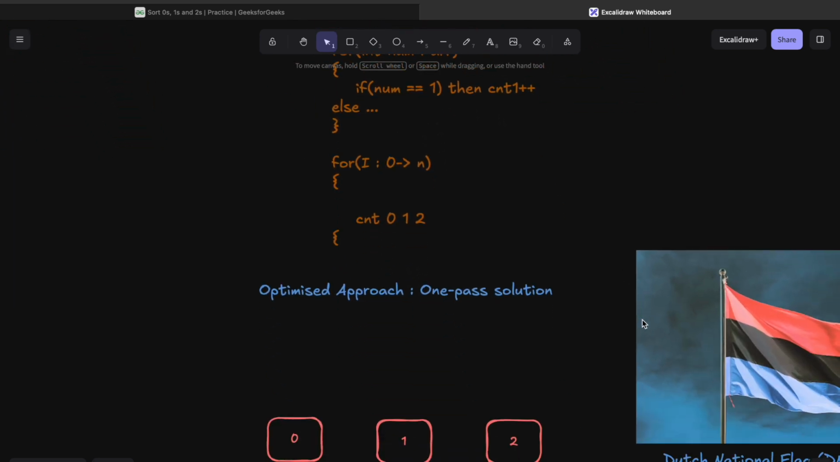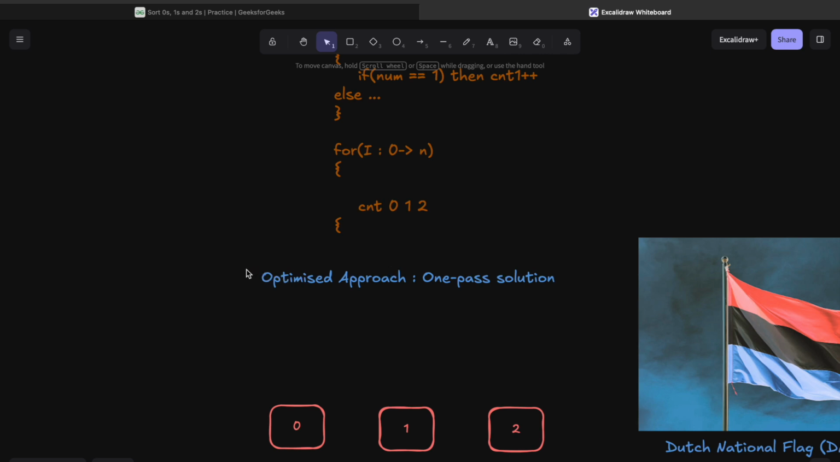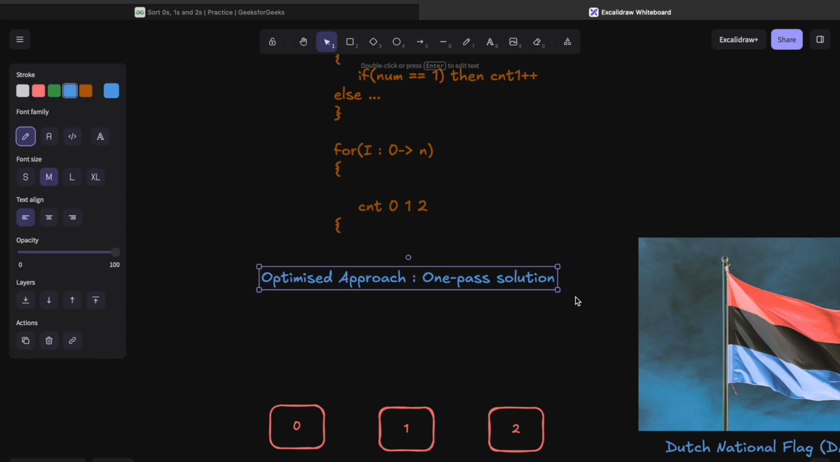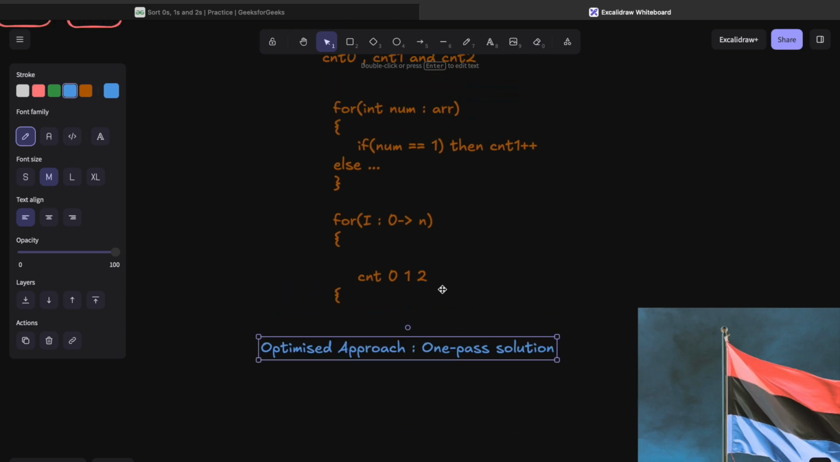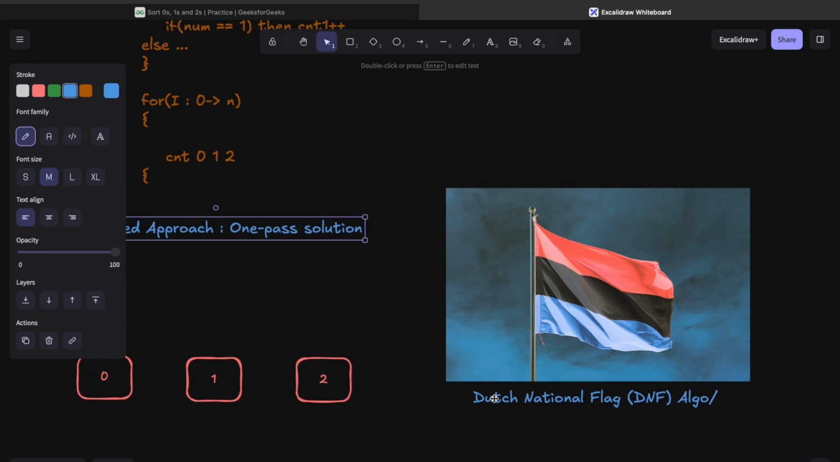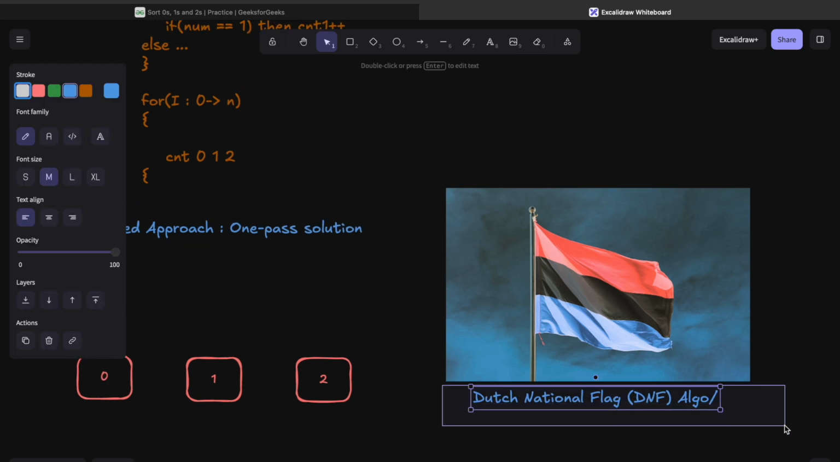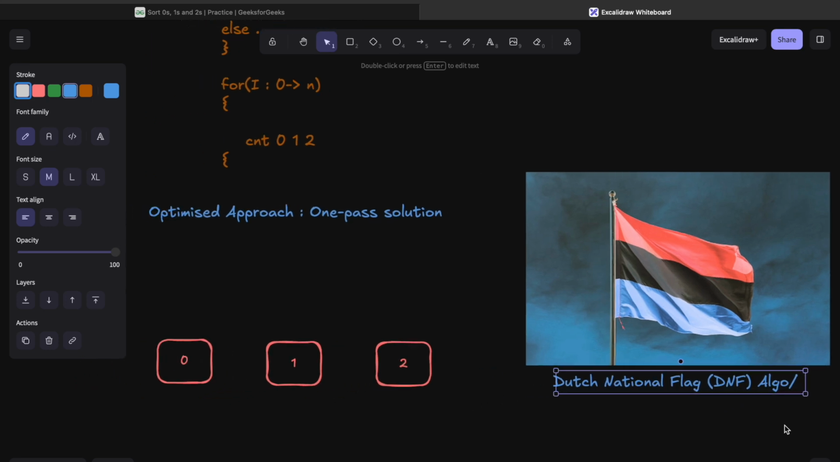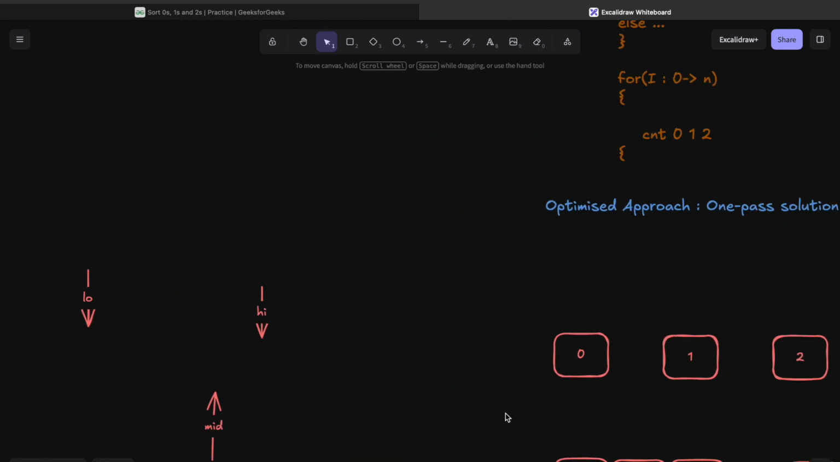But now we need to understand the optimized approach. We can actually solve this question in one pass itself rather than two passes. This is also known as the DNF, Dutch National Flag algorithm.